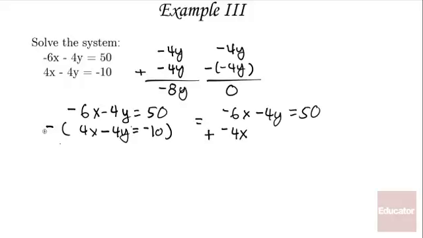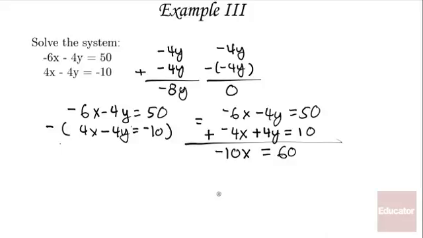My second sign, I have a negative and a negative, so I'm really multiplying by negative 1. And that's going to give me a positive 4y. Here I have a negative and a negative, so that's positive 10. Now I don't have to worry about the signs. I just simply add. What I end up with is negative 10x, my y's drop out just like I wanted, equals 60. Therefore, x equals negative 6.